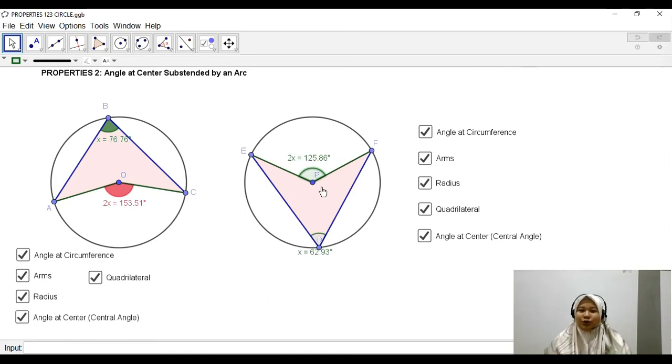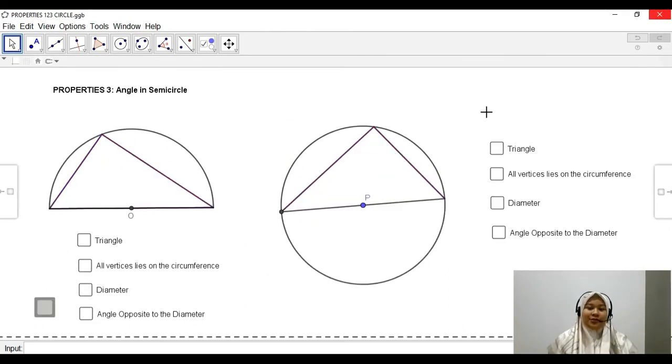Now, let's go to the property 3. The third property is about angle in semicircle. The diagram at the left is semicircle, and the diagram at the right is the circle. In the semicircle, can you spot a triangle? Here is the triangle. Now, let's check. Where are the vertices? Oh yeah, the vertices all lie on the arc of the semicircle. Now, let's check whether the diameter is one of the sides of the triangle. Yes, it is. The diameter is one of the sides of the triangle.